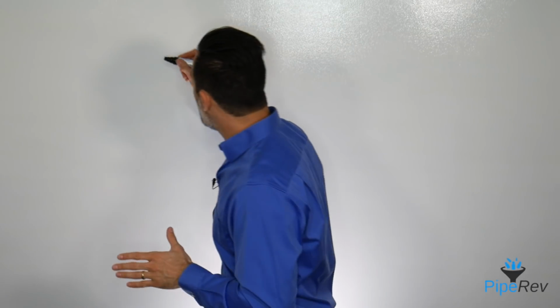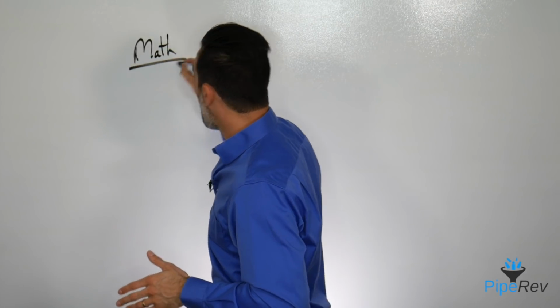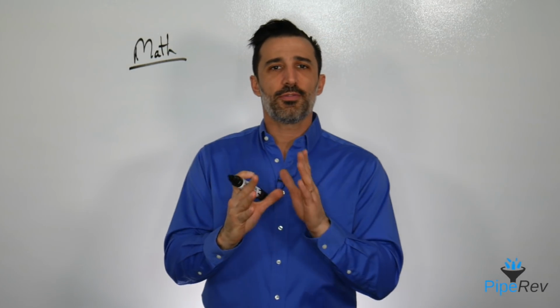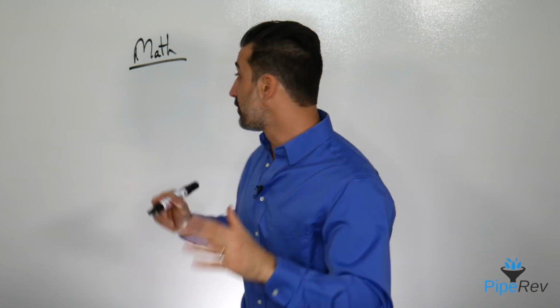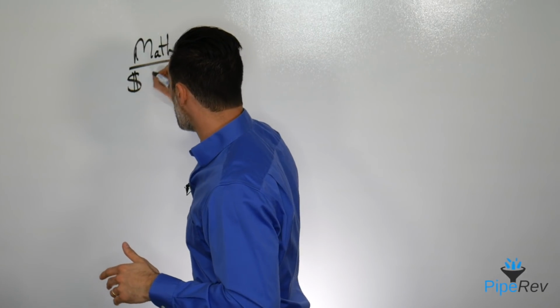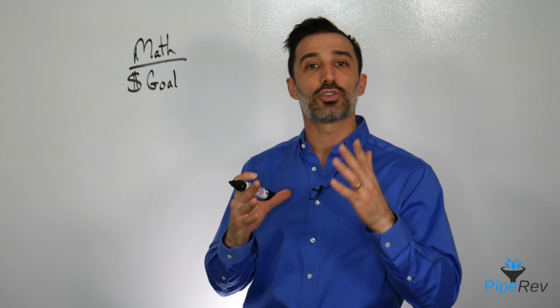So step number one is we need to first understand the math of exactly what we need to accomplish. So it all starts with the math. So you want to first think about, well, what's the actual sales goal, right? So you need to have an actual dollar goal. And then from the sales goal, now we start to work down.